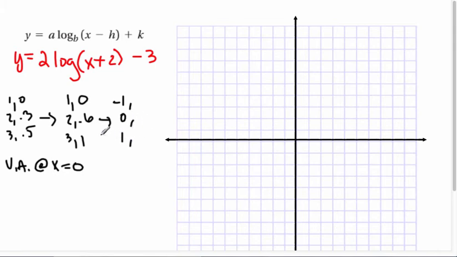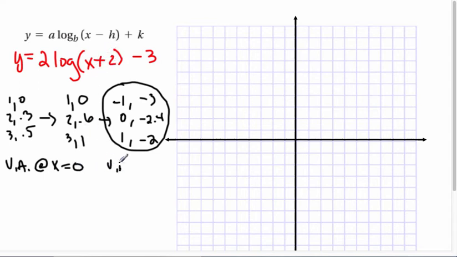And then I'm going to move all my y values down 3. So it's going to get me negative 3. This is going to get me negative 2.4. And this is going to get me negative 2. So this is what I'm going to graph. While I'm at it, I need to say what happens to my vertical asymptote. Since I moved left 2 spaces, my new vertical asymptote is going to be at x equals negative 2.